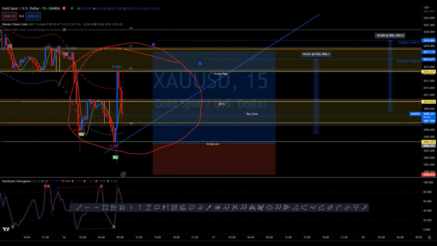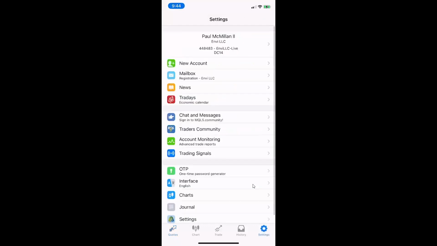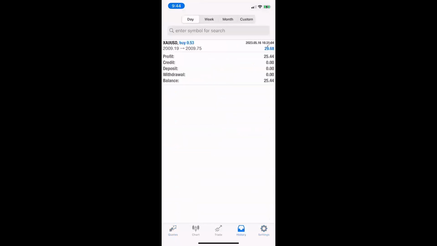Let me document my results and I'll share them with you. So I documented my results. Again, this is my live account with NVFX. A little bit over $25 today. I jumped out because I believe price is going to sell a little bit further before it does turn around and buy up.